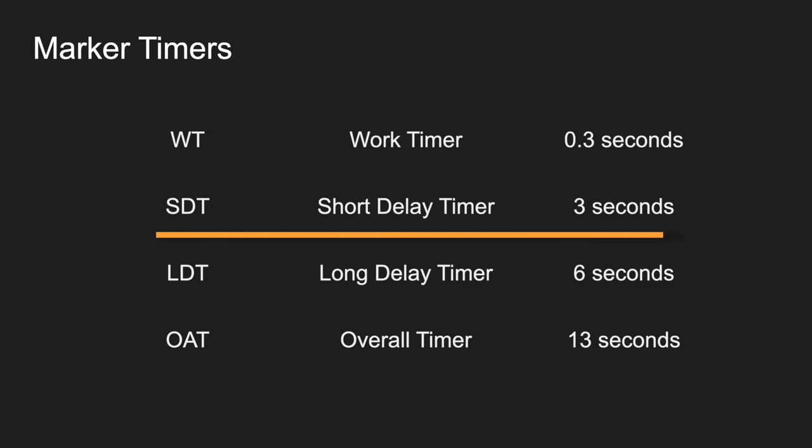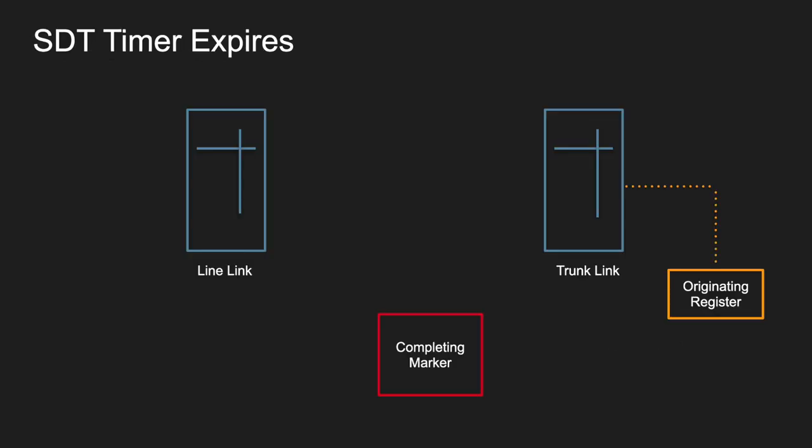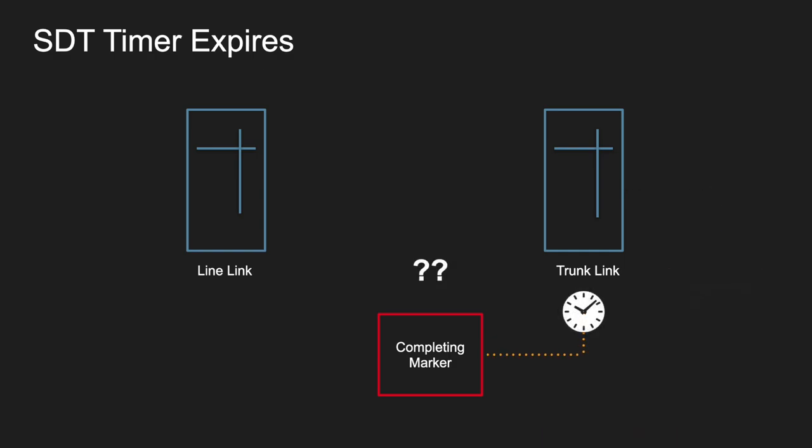The short timer is used when the marker has to access other frames external to itself. It lasts about 3 seconds. If the marker is unable to access an external frame or resource within that time, a trouble record will be taken.